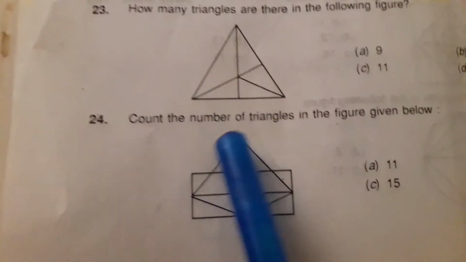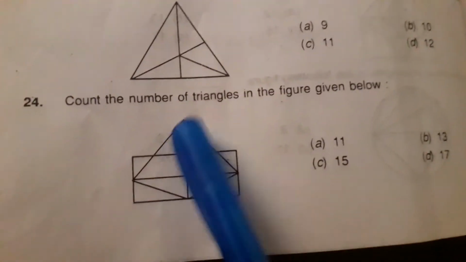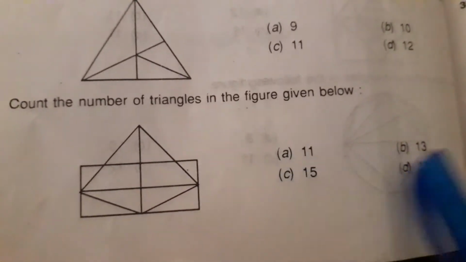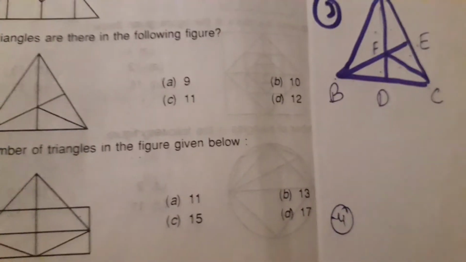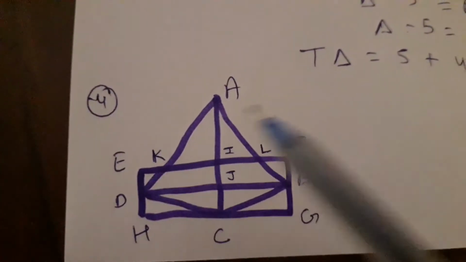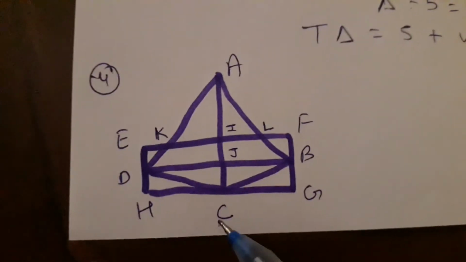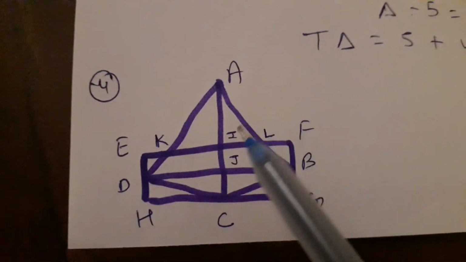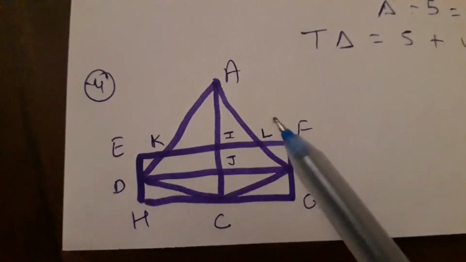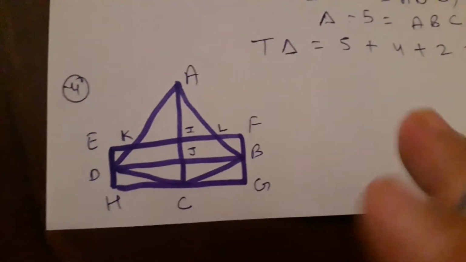So this is the last question which I am going to take. Count the number of triangles in the diagram given below, and these all are the answers. So let's make this diagram in this copy. So now friend, I already made the diagram on the page and labeled it. You can see A, B, C, D, then E, F, G, H, I, J, K and L. So now the labeling is done.